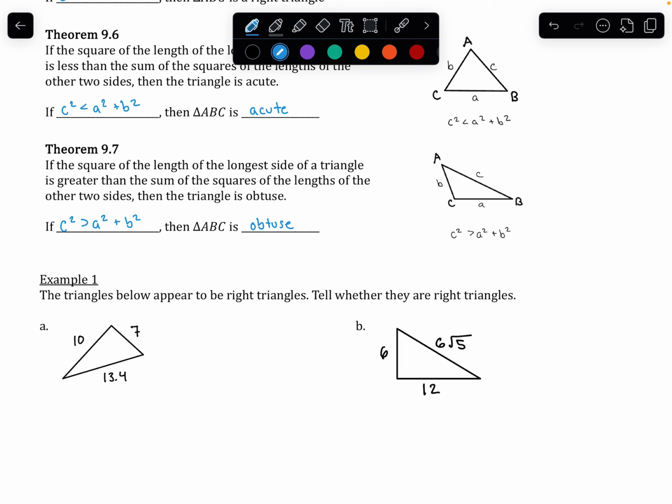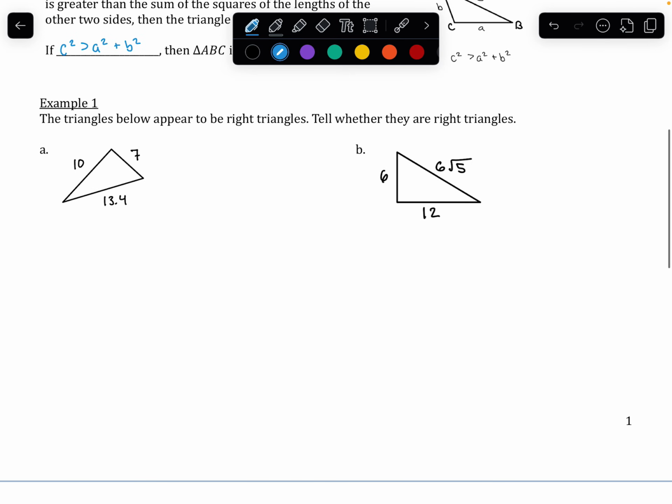Now, let's move to a few examples. Example 1, I've drawn two triangles, and I want you to tell me whether they are right triangles. The first step is to find the biggest side. Our biggest side here is going to be the 13.4. We know with triangles that the largest side would always be the hypotenuse, so that's going to be our c. Now, 10 and 7 can be a or b. It doesn't matter which way you order it.